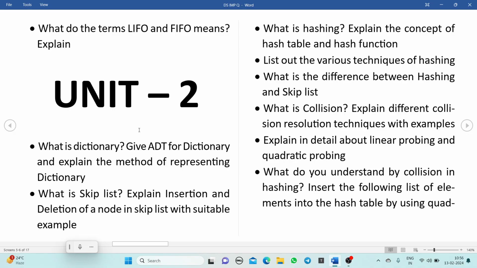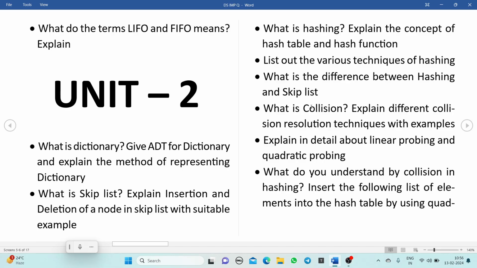And about hashing, so what is hashing, explain the concept of hash table and hash function. So hash function and the skip list are said to be among the important and easy topics in unit 2. List out the various techniques of hashing and what is the difference between hashing and skip list.